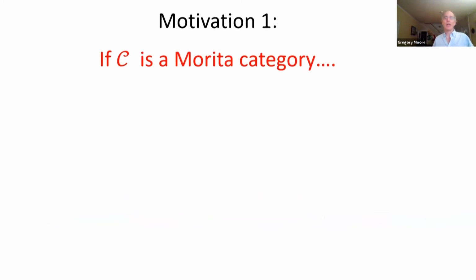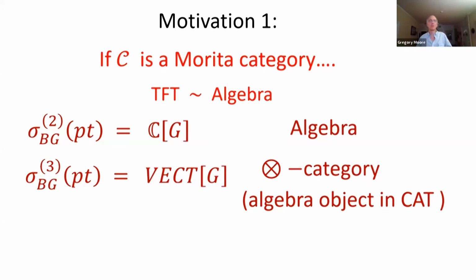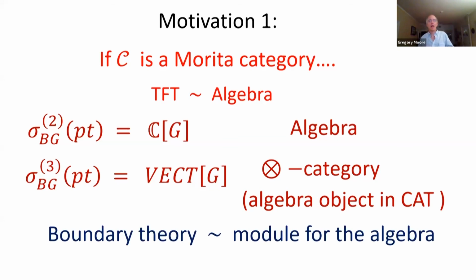One motivation is if we consider our codomain category to be a kind of Morita category, then there's a strong analogy between a topological field theory and an algebra, and it's more than an analogy in some cases. So if we take finite homotopy theory with BG as our target, then in 2 dimensions, the value on a point is an algebra, it's the group algebra of G. And in 3 dimensions, it's the tensor category of vector bundles on G, which is an algebra object in categories. And then the boundary theories would be modules for the algebra.